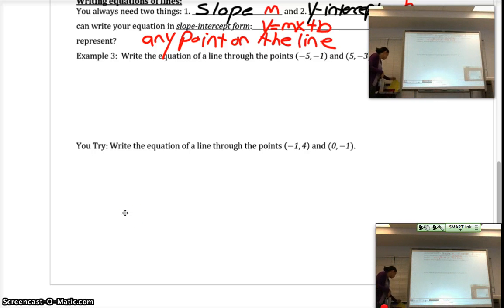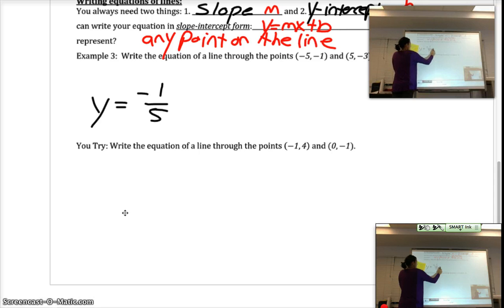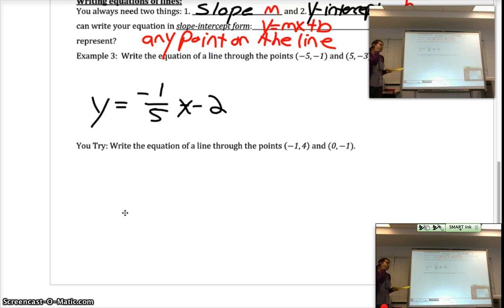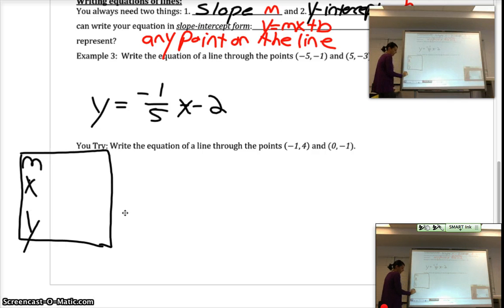Okay, so you should have gotten, we did this together, y equals -1/5 x minus 2. Now, my suggestion is when you do these, because you're not going to have this handy-dandy step action table that tells you the steps on the test, is to draw your box of knowledge. You need M, you need X, and you need Y. I'm going to make my box of knowledge a little larger.